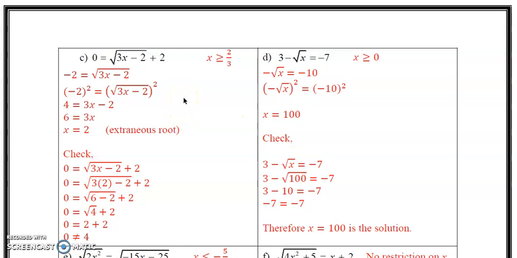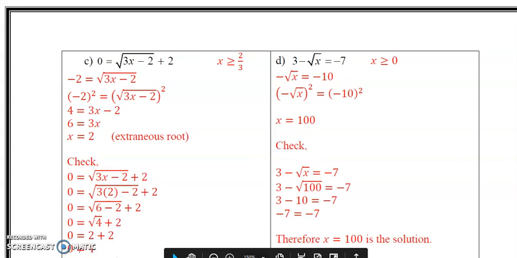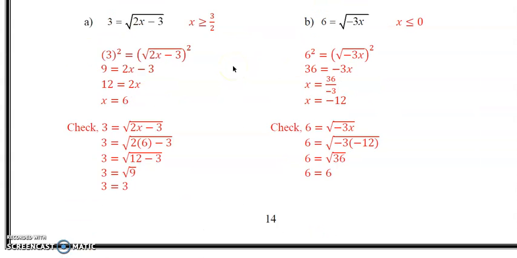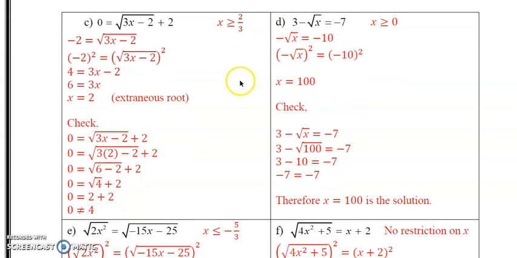Let's look at C. Remember, you don't just square it right away like we did in the previous examples. We have this +2 over here, so what we want to do is take the +2 and subtract it from both sides and then square it. If you want to square this as is, it gets a lot more complicated. So you want to make your life as easy as possible, and that's how you do so in this particular example. Okay? Remember to state the restriction. The restriction is x has to be greater than or equal to 2/3. Okay? So it's important.